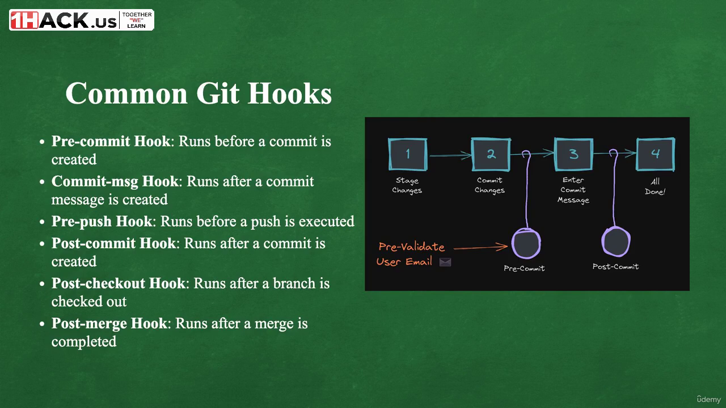4. Post-commit hook. This hook runs after a commit is created, allowing you to perform tasks that are dependent on the commit, such as triggering a build or deployment process. 5. Post-checkout hook. This hook runs after a branch is checked out, which can be useful for tasks like setting up the development environment or updating configuration files. 6. Post-merge hook. This hook runs after a merge is completed, which can be helpful for tasks like updating project dependencies or generating release notes. By understanding the different types of Git hooks, you can choose the ones that best fit your development workflow and automate various tasks to improve efficiency and consistency.